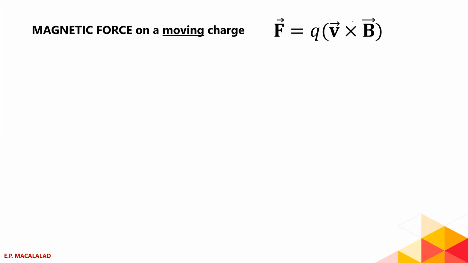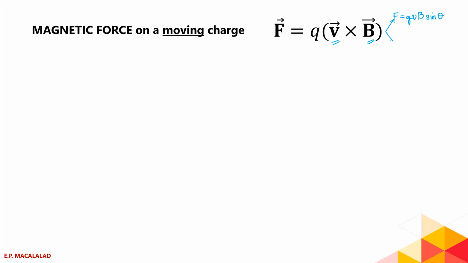Okay, so this is a cross product, so you can just review your cross product later on. But the point is that this equation tells us two things. It tells us that the magnitude of the force will just be equal to Q times the speed times the magnetic field strength times sine of the angle between the velocity vector and the magnetic field vector. So this is the magnitude of the magnetic force.